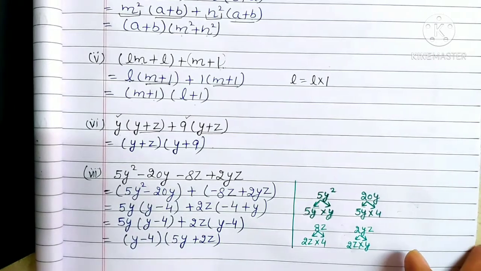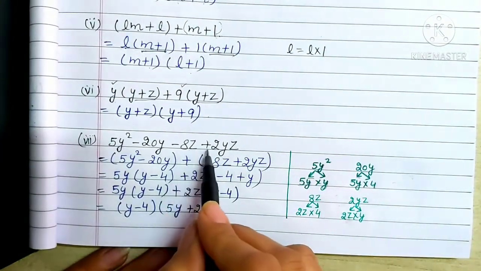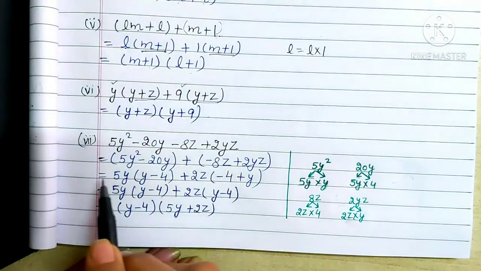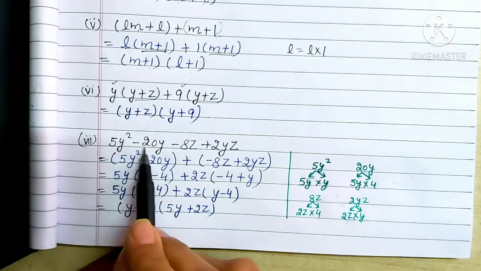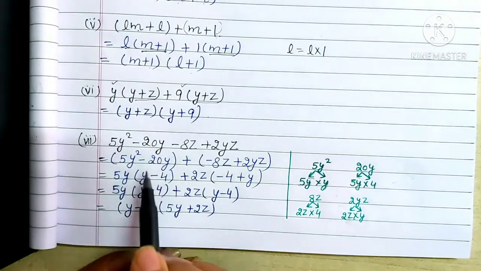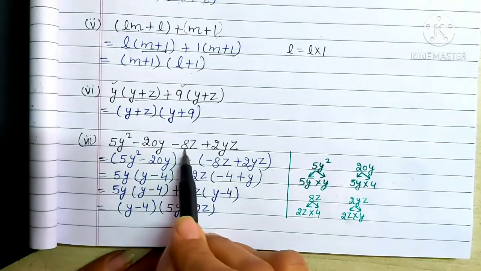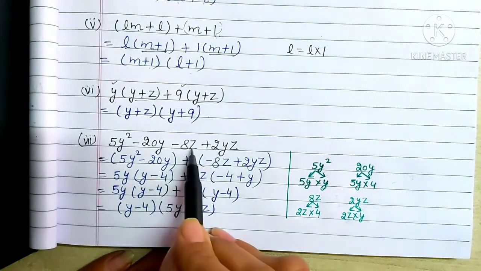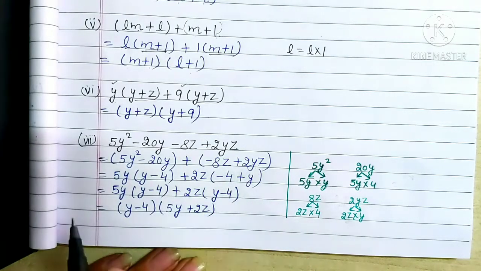7th part, 5y square minus 20y minus 8z plus 2yz. So students, observe it carefully. We will make the groups of first 2 terms. As we can observe, 5 is the common factor and y is also common factor in these 2 terms. And from next 2 terms we can observe 2 is the common factor and z is the common factor. So I'll make group of these 2 terms, right?